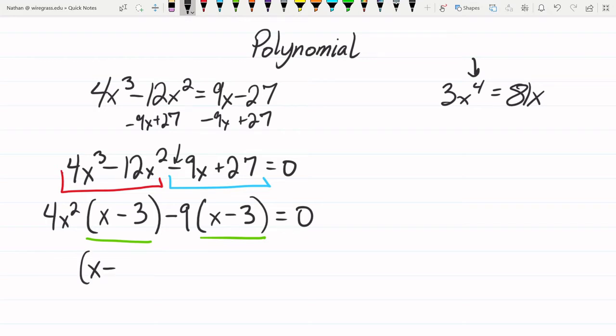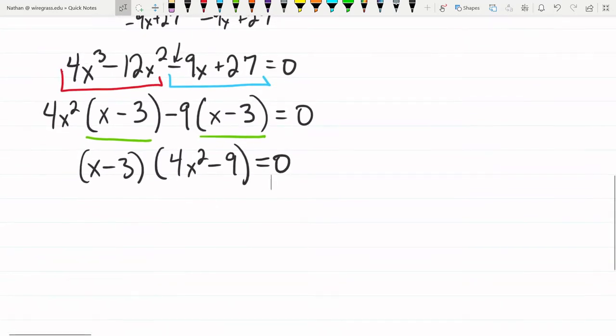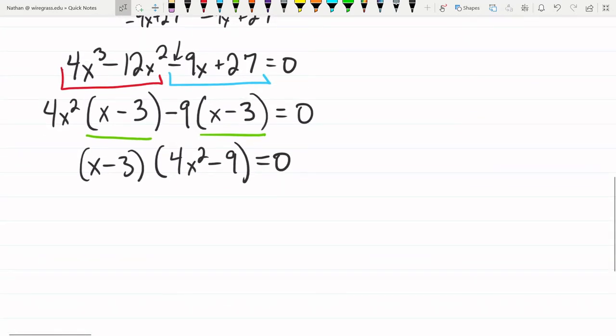We get x minus 3. Then on the outside, we have 4x squared minus 9, and this equals 0. Now we're not done yet because this 4x squared minus 9 is a difference of two squares. In fact, it's 2x squared and 3 squared. So I can factor this further.